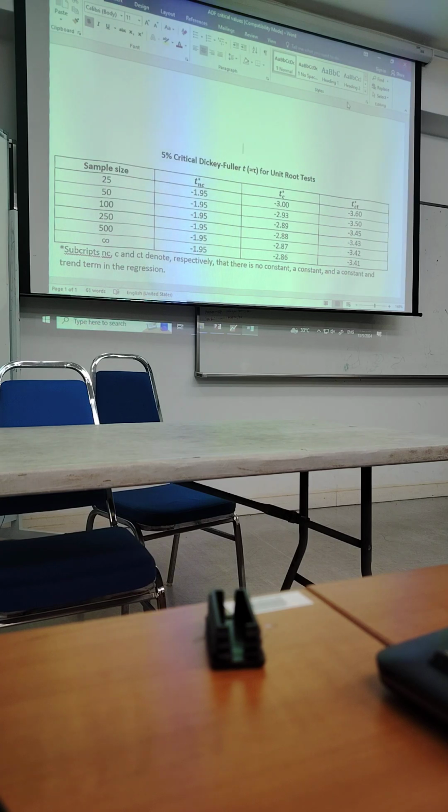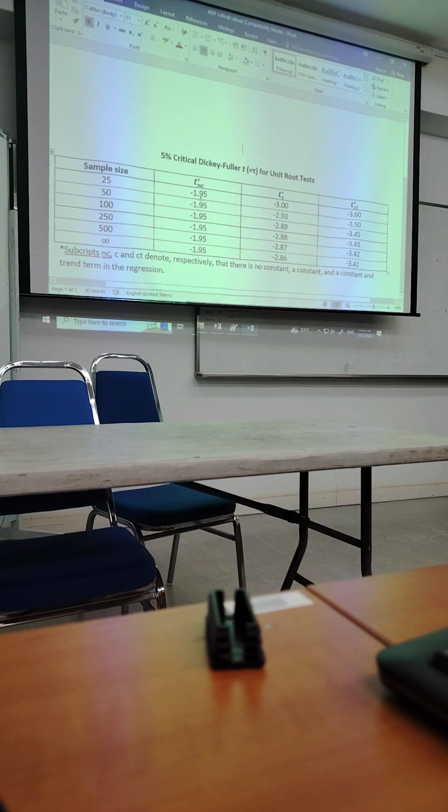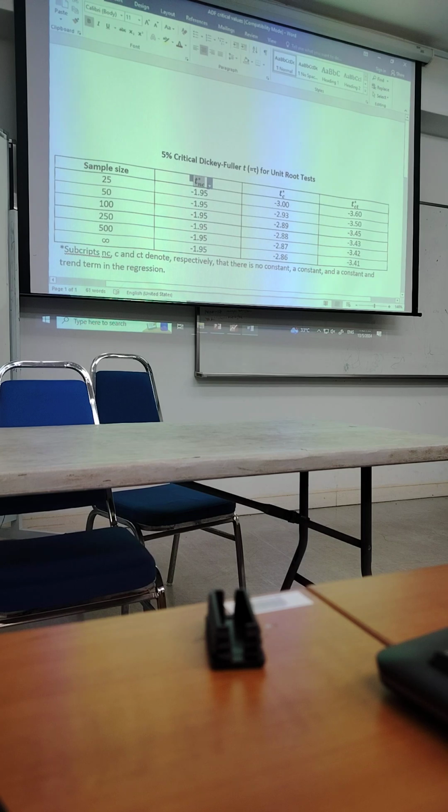Okay? So these are the three different models. You have the pure random walk model, the random walk model with just the drift, and also with the drift and the time trend. So different models will have different critical values.